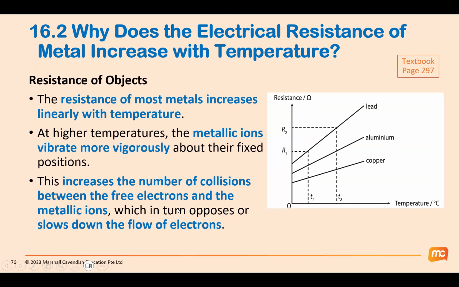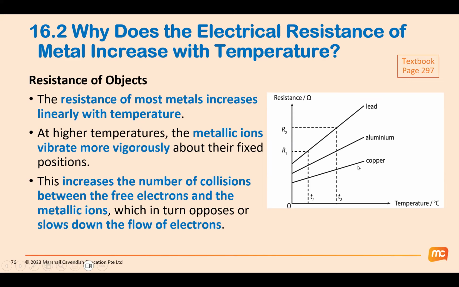We need to understand that the resistance of an object does change with temperature as well. It does not only depend on length, resistivity, and cross-sectional area. The temperature does affect the resistance, and most of them will have higher resistance as temperature increases. That is the case for most metals. You can take a look at this diagram.